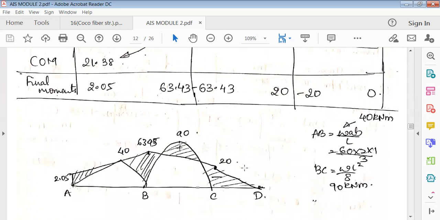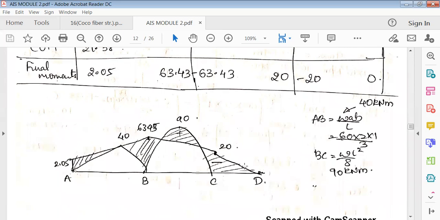Okay, so once you find this out, next is just drawing the bending moment diagram. First is drawing the free span bending moment in AB, BC, and CD. In AB, it's a point load, so it is WAB by L. So it is 40 kilonewton meter. Next in BC, it is a UDL, so it is WL square by 8. You're showing WL square by 8, that is 90.